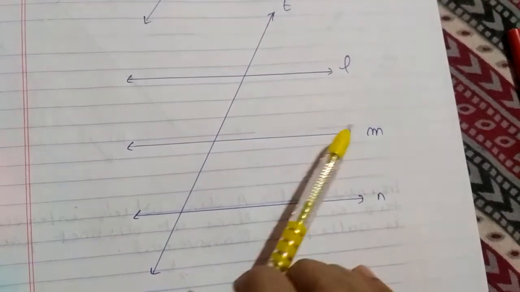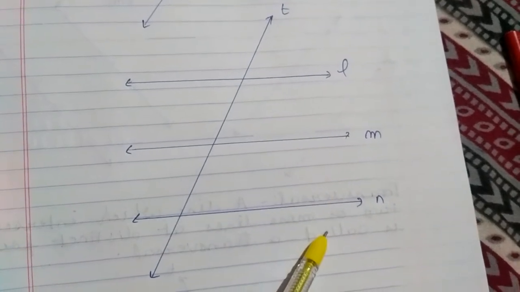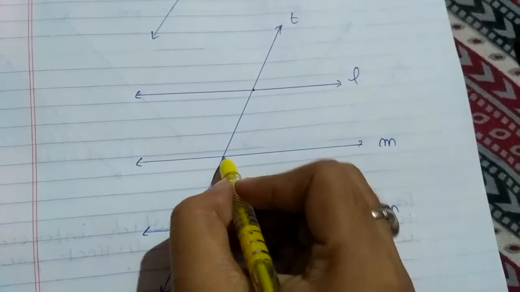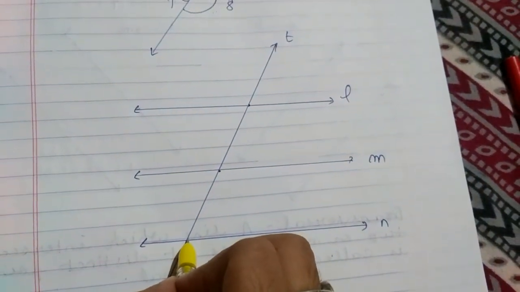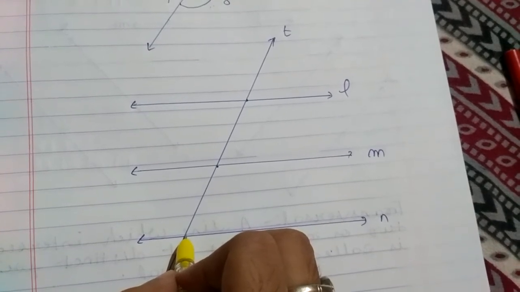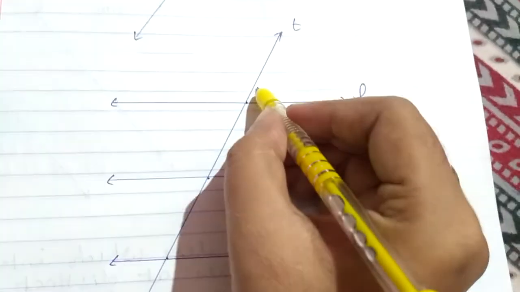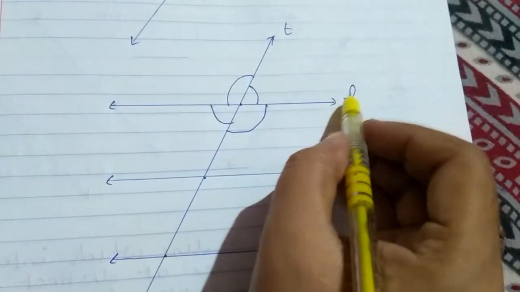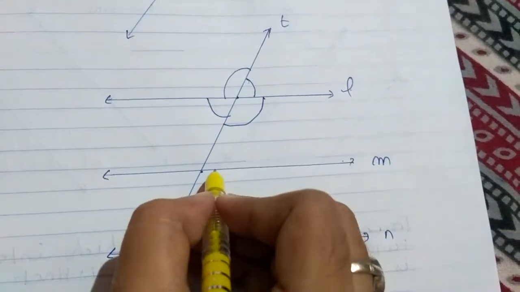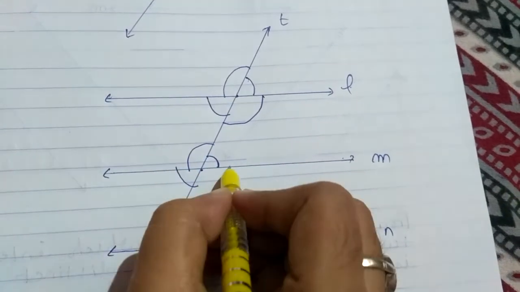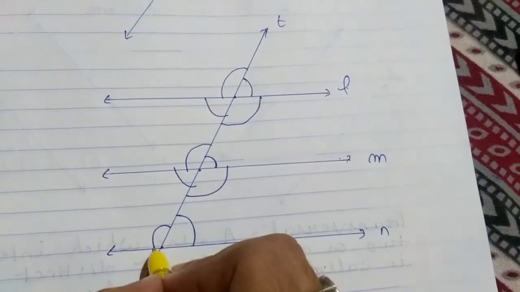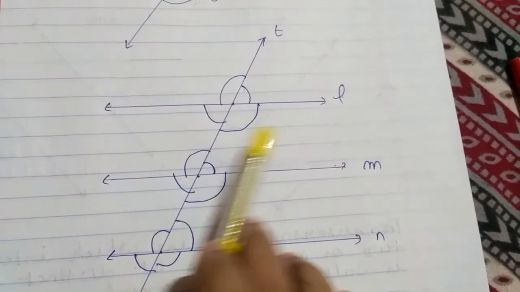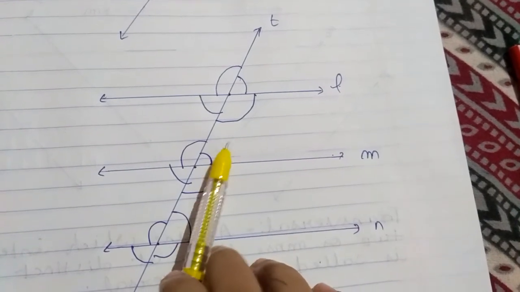You can see here I draw 3 parallel lines, and this transversal T cuts all these lines at distinct points, here, here and here. So you know when a transversal cuts parallel lines, it forms angles. So you can make here first angle, second angle, third angle, and last one is the fourth angle on line L. Next on line M it also makes angles 1, 2, 3 and 4. Again 1, 2, 3 and 4. So when any transversal cuts parallel lines, it makes angles also.